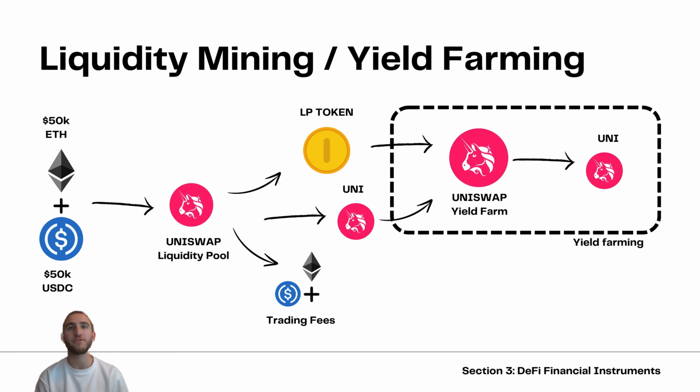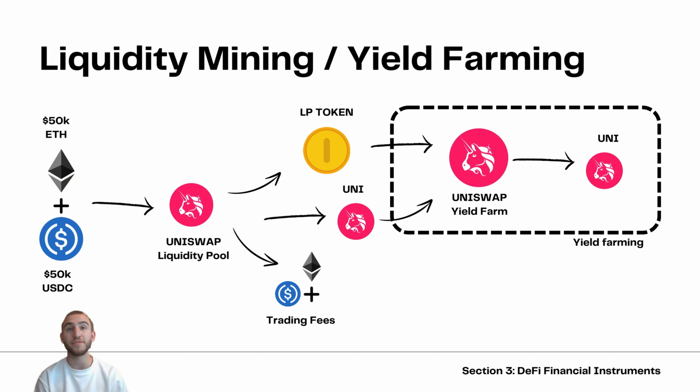In exchange for this contribution, you'll receive LP tokens, representing your share of that liquidity pool. These tokens are proof of your investment and entitle you to a portion of the trading fees generated by that pool. When traders use the pool to swap tokens, they'll pay a small fee, which is then distributed to the liquidity providers as a reward for the participation.